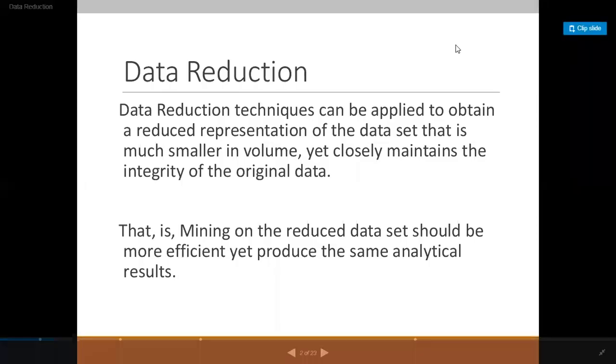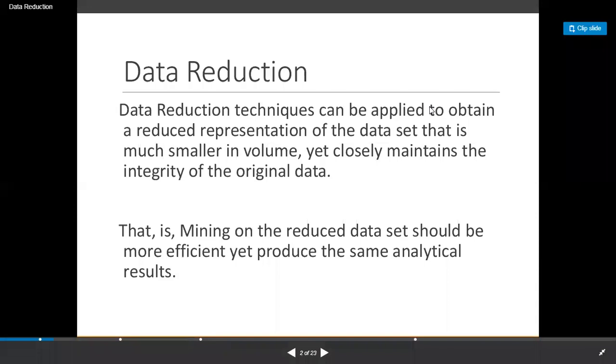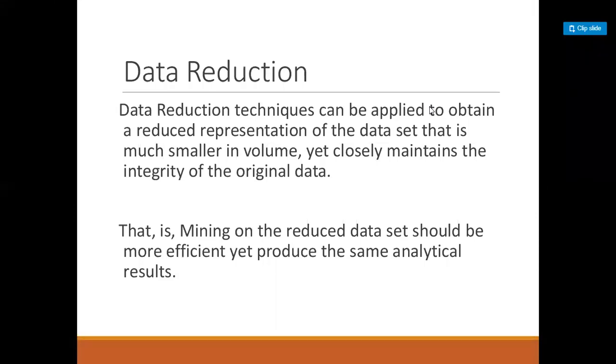Hello student, today I am going to teach you about the data reduction techniques in data mining. Data reduction techniques can be applied to obtain a reduced representation of the data set that is much smaller in volume yet closely maintains the integrity of the original data.